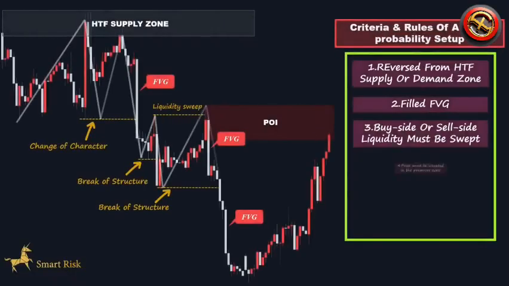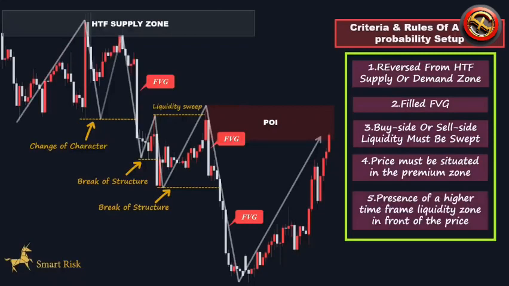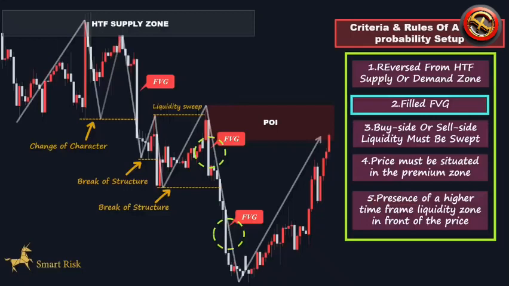Imagine we have a perfect sell setup here that meets the criteria and rules of a high-probability setup. These are the criteria we always look for in the market to identify such a setup. Firstly, you can see that the price is in a strong downtrend and has already reversed from a strong supply zone on a higher time frame. The next criterion is that the price must fill the fair value gaps. Yes, the price has done that. It swept the internal liquidity by filling the fair value gaps created during the downward movement, and now it's ready to move toward external liquidity.